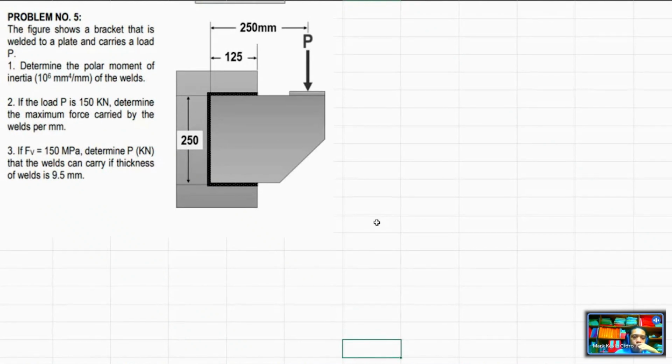The figure shows a bracket that is welded to a plate and carries a load P. Determine the polar moment of inertia.